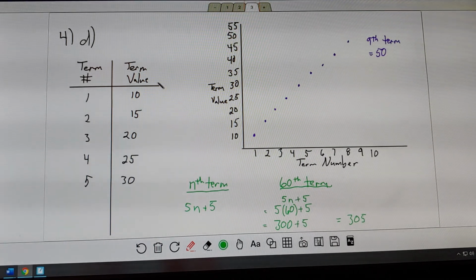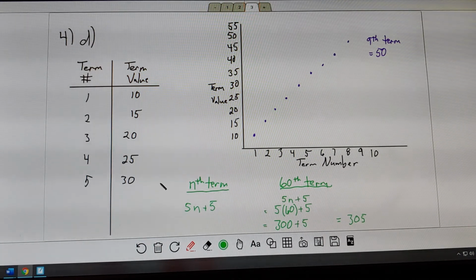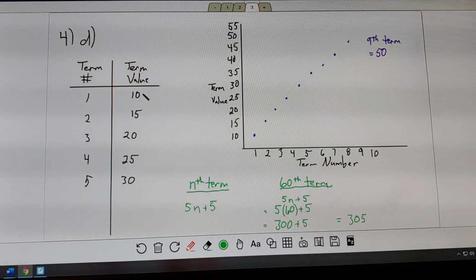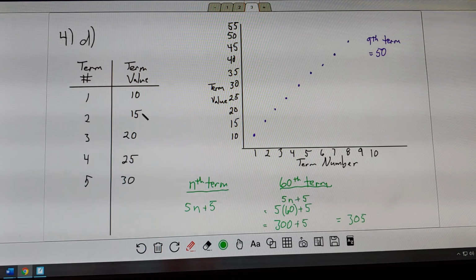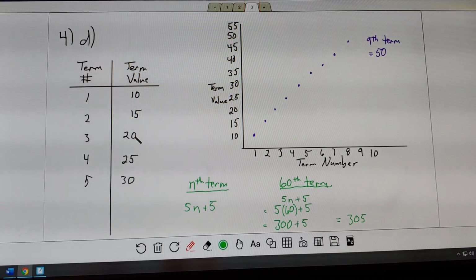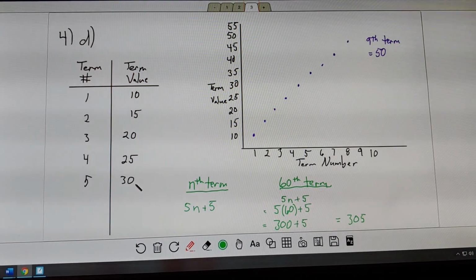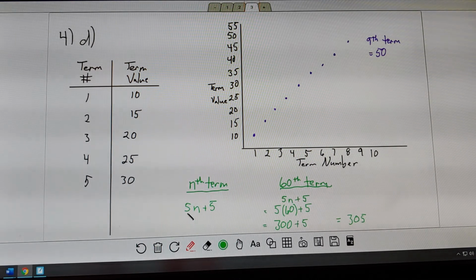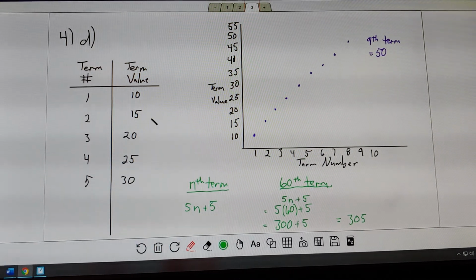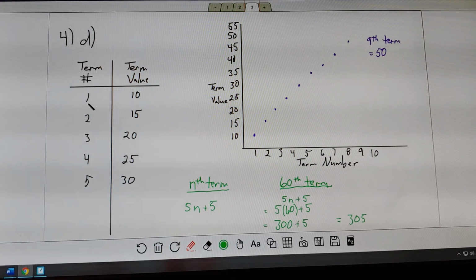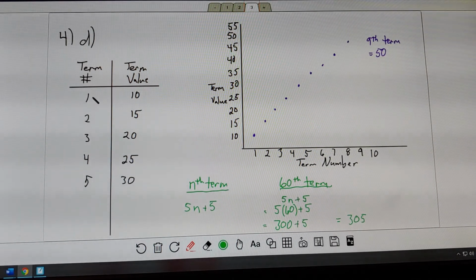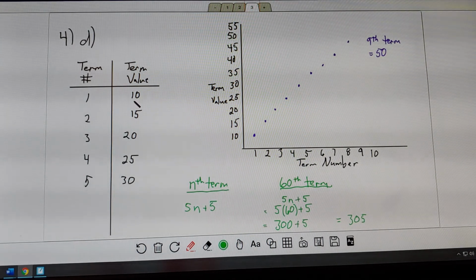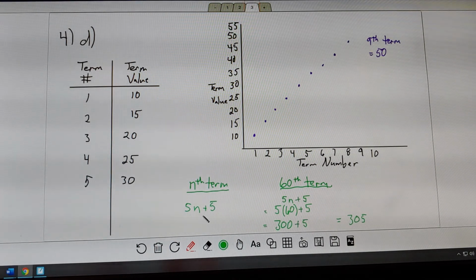For the nth term, I find the term number, term value charts really useful. First, I'm looking for how much it increases by. From the first term to the second term, it goes up by 5. From the second to the third, up by 5, up by 5, up by 5. That regular increase of 5 tells me right away I'm taking n and multiplying it by 5. So 5n, and then replace this with n. 5 times 1 would be 5. I need 10, so I'm 5 low, which means I should add 5.